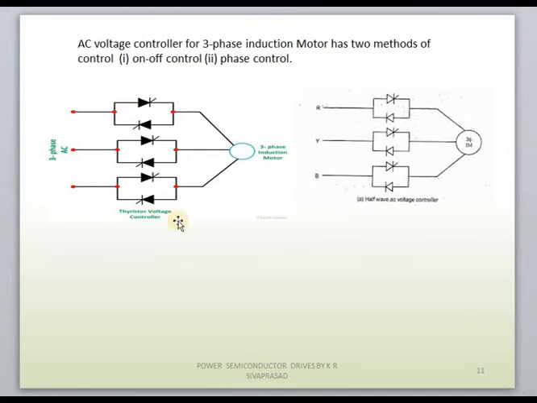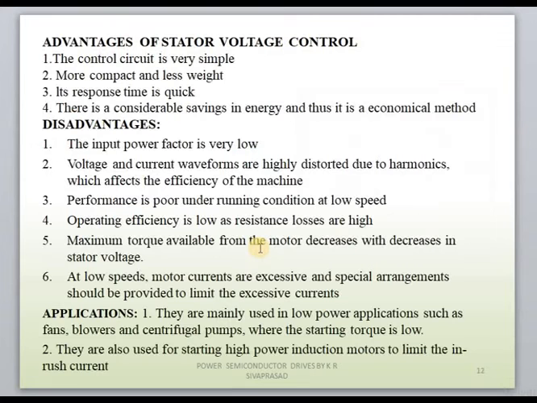For example, if you want to control this machine, it is an open loop. If you want to control in a closed loop, we can use a speed sensor, sensing the actual speed of the machine and comparing it with a reference speed. With that, we can trigger the firing angles. So we can control the speed of the machine. You can see this one.